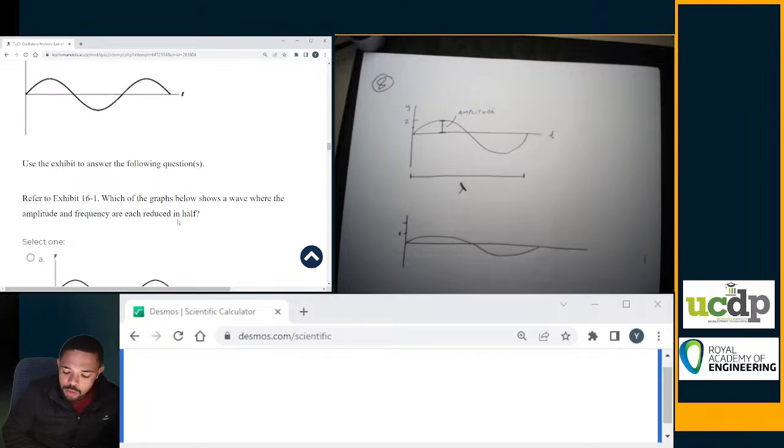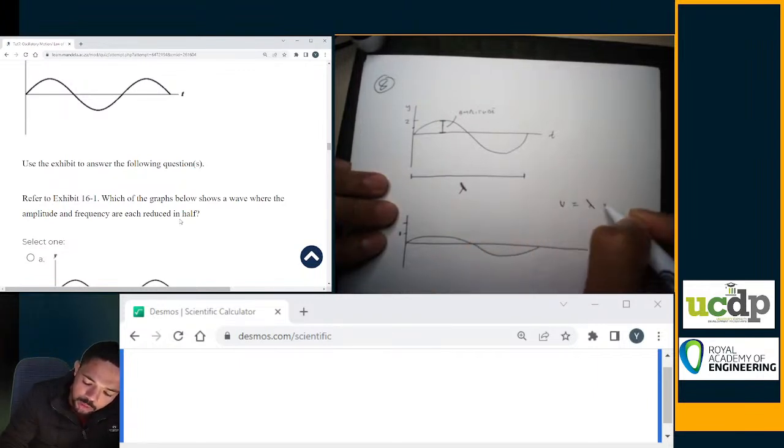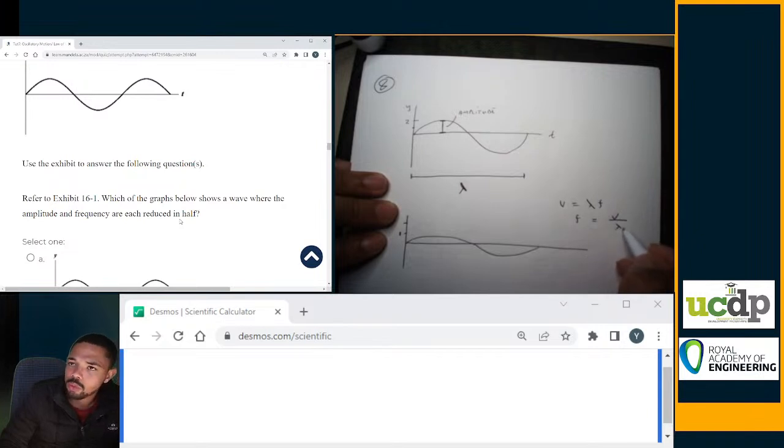And they say the frequency is reduced to half. Now, we know that speed is equal to wavelength times frequency, which means that frequency is equal to speed over wavelength. Meaning that frequency is inversely proportional to wavelength.